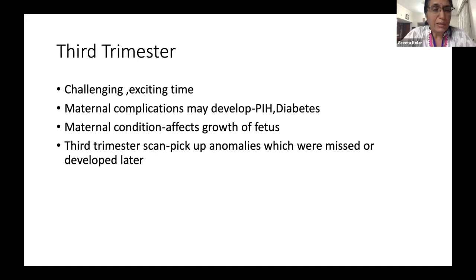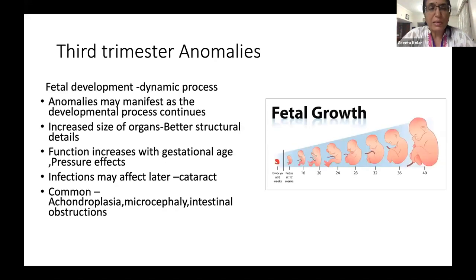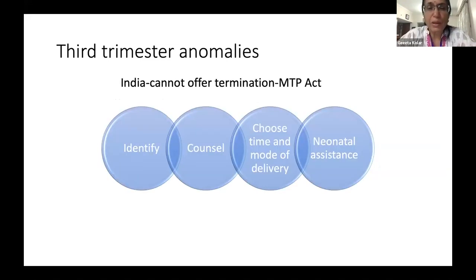Why do they develop later? We know that development is dynamic, and as the fetal growth happens, anomalies may manifest. As the size of the organs increases, you have better structural delineation. Certainly function increases, so you will have the pressure effect seen very well. There may be some intrauterine infections which may affect and cause problems like a cataract. The common conditions which are picked up in the third trimester are achondroplasia, microcephaly, and intestinal obstructions.